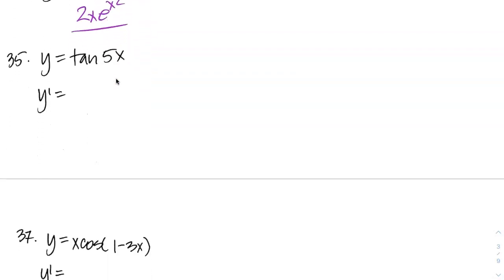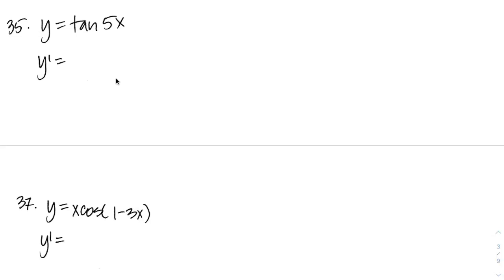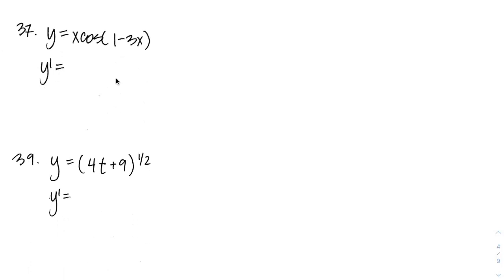Next one. Tan. So again, this is kind of put together. We just did one like this. Secant squared. Leave the inside alone. Times by the derivative of the inside. There we go. Next is x cosine of 1 minus 3x.